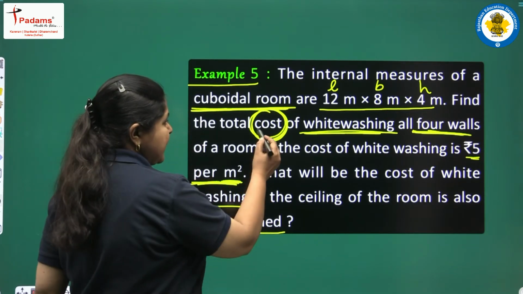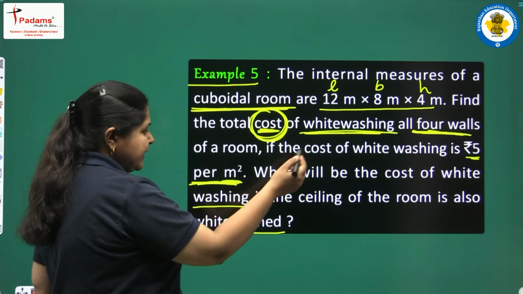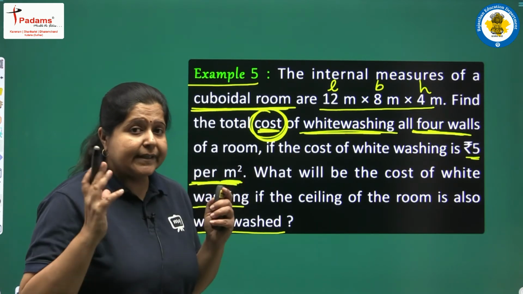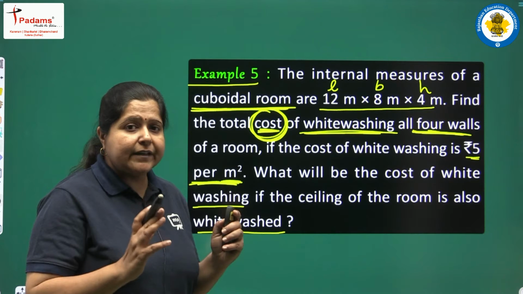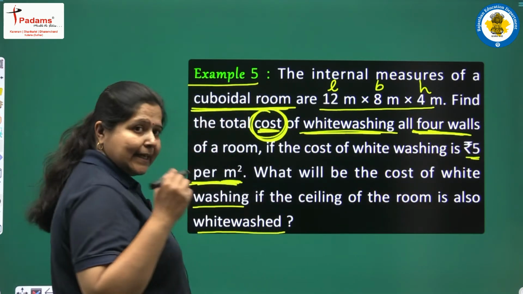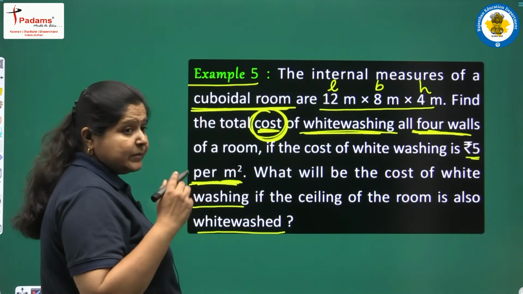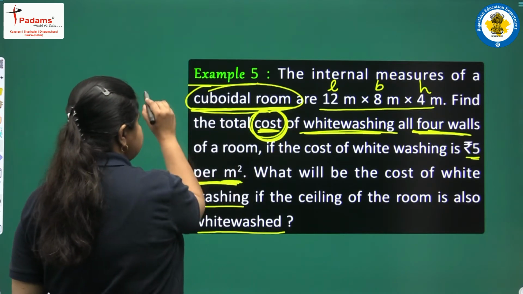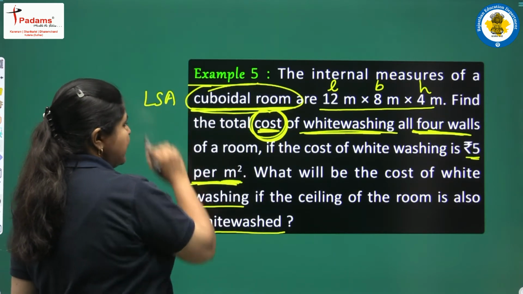Always remember, whenever we have to find the cost, when we relate to the region about which we have to find the cost, first we find the area of that region. और वो यहाँ पर 4 walls हैं तो पहले हम इन 4 walls का area find out करेंगे. This means we will be finding the lateral surface area of this cuboidal room. इसका lateral surface area find out करना पड़ेगा.